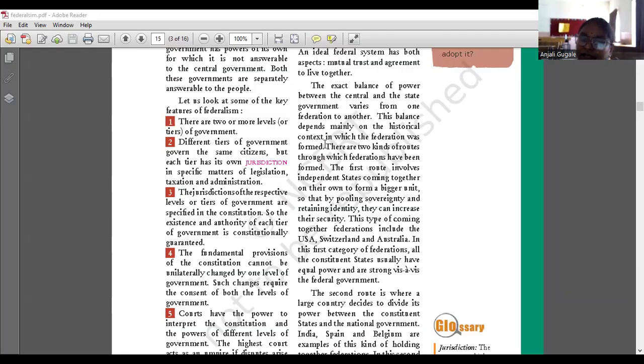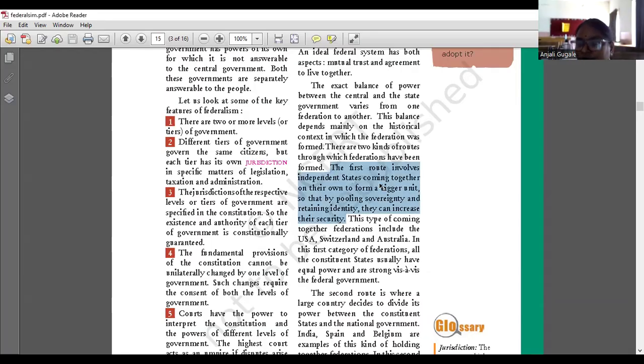So politically, these countries are different, and that is why the context of the way they are developing their federalism is also a bit different. So here we have two main types of federalism, which I have just now explained. There are two kinds of routes through which federations have been formed. The first route involves independent states coming together on their own to form a bigger unit, so that by pooling sovereignty and retaining identity, they can increase their security.